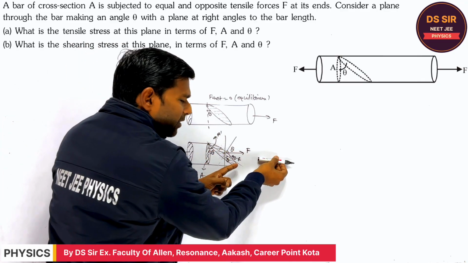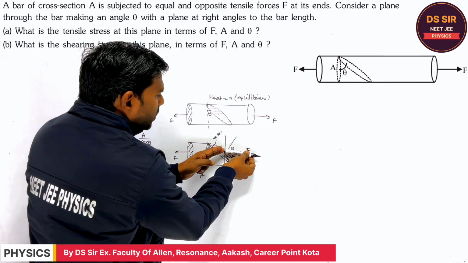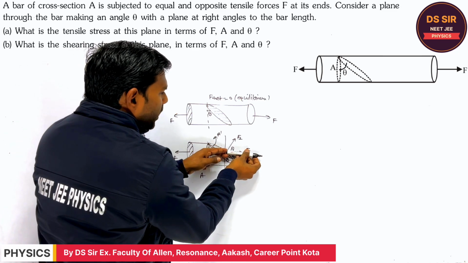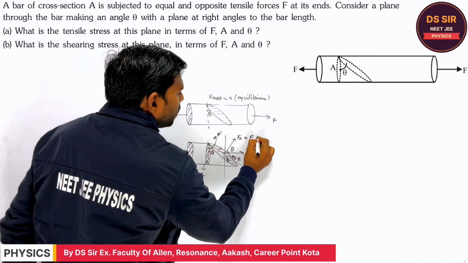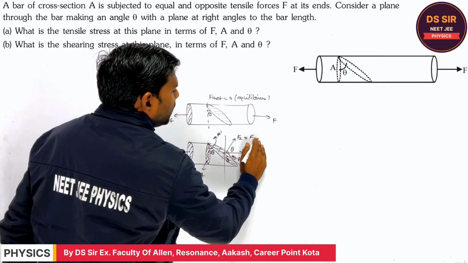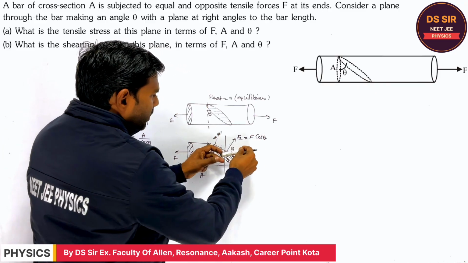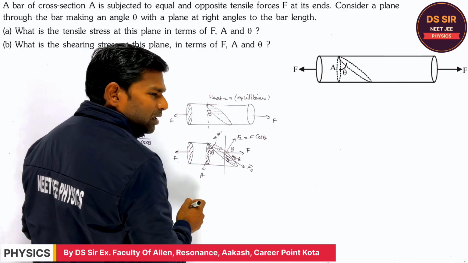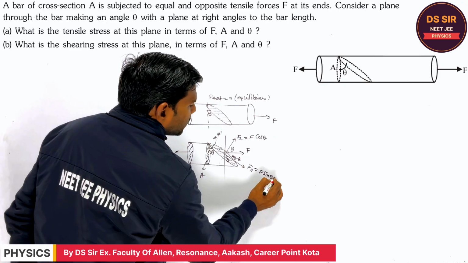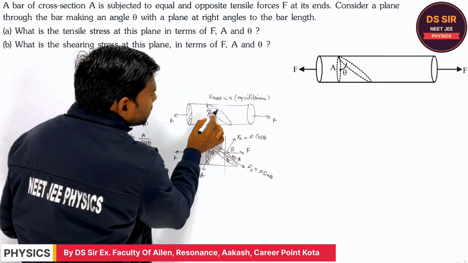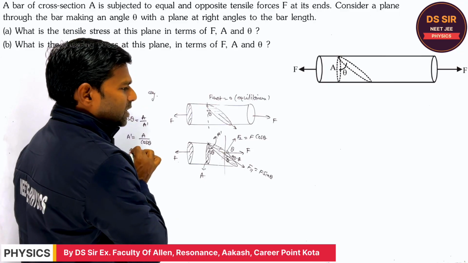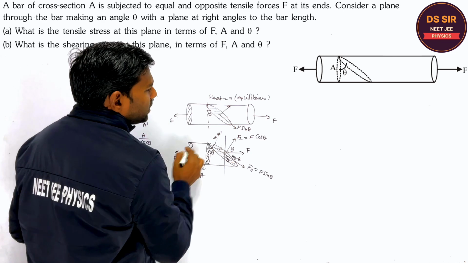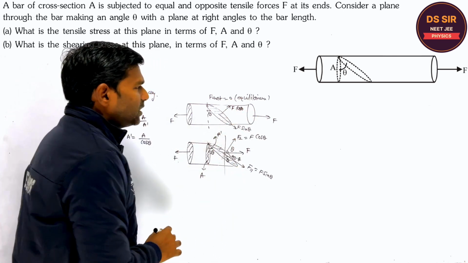If this force F is applied, and this is the plane, what is the force perpendicular to the plane? This is the force perpendicular to the plane, the component F cos theta, so F perpendicular is equal to F cos theta. The parallel force acting over here is equal to F sin theta. So if you consider this is the plane, the tangential force acting is F sin theta, and the normal force acting over here is F cos theta. You understand this thing or not?